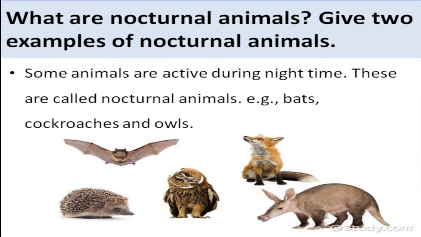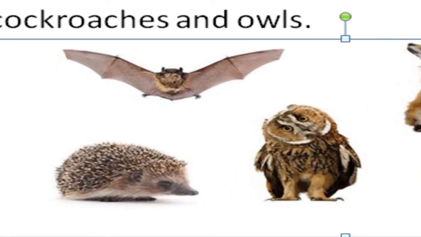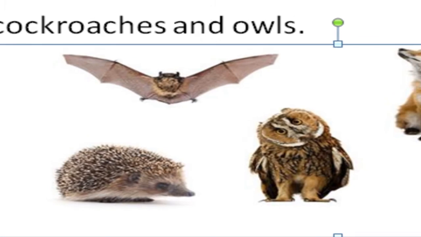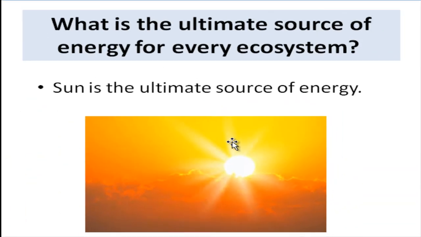Some animals are active during the night time. These are called nocturnal animals. Example, bats, cockroaches, owl are nocturnal animals. Our next question is, what is the ultimate source of energy for every ecosystem? So answer is, sun is the ultimate source of energy.